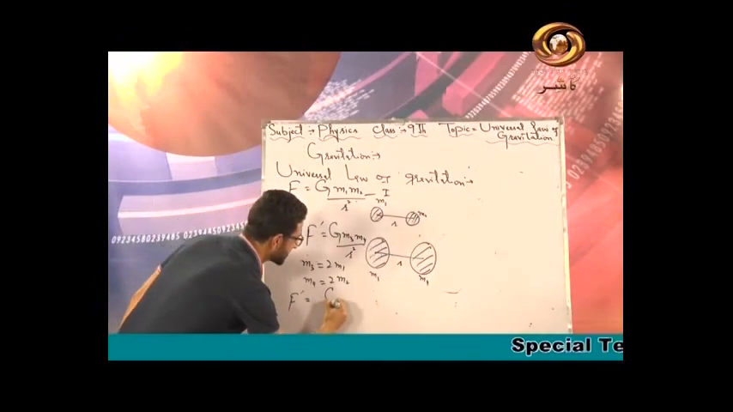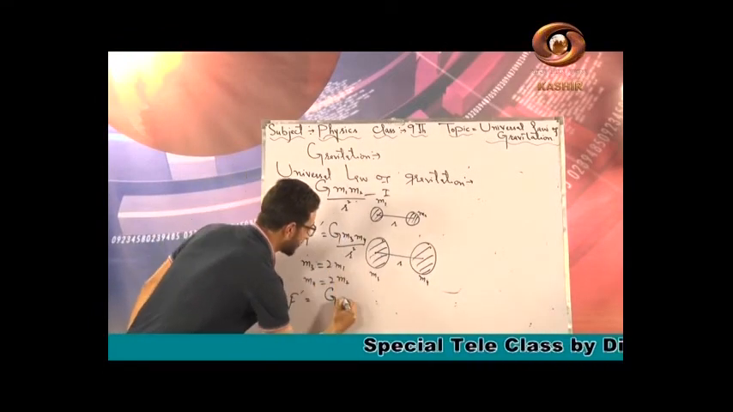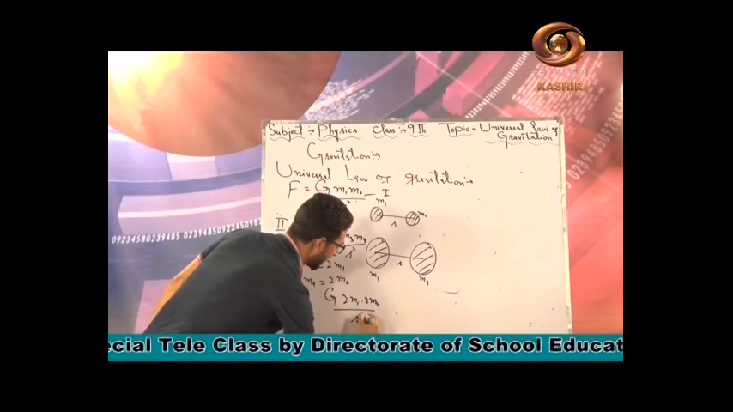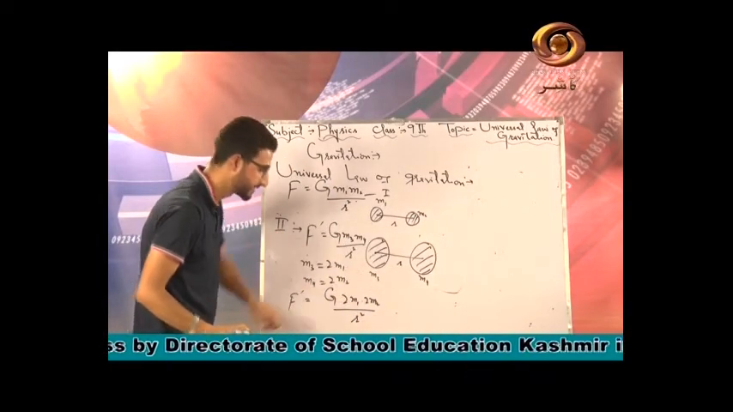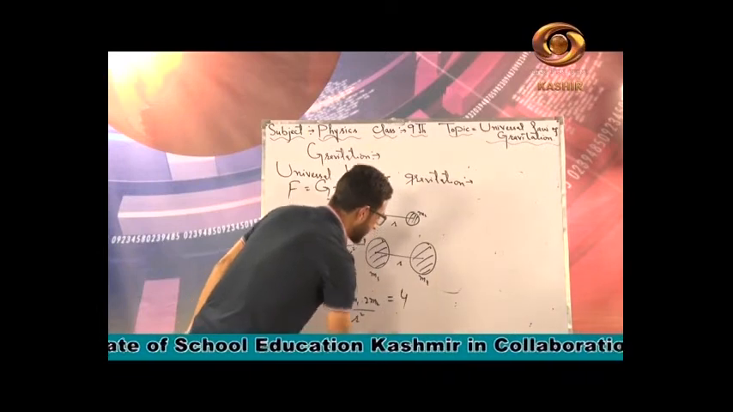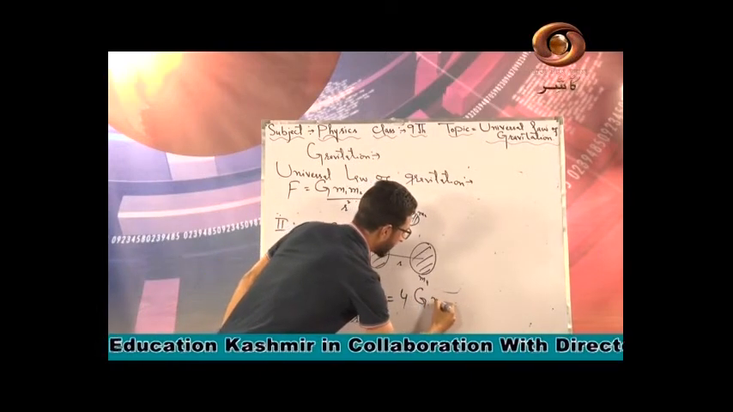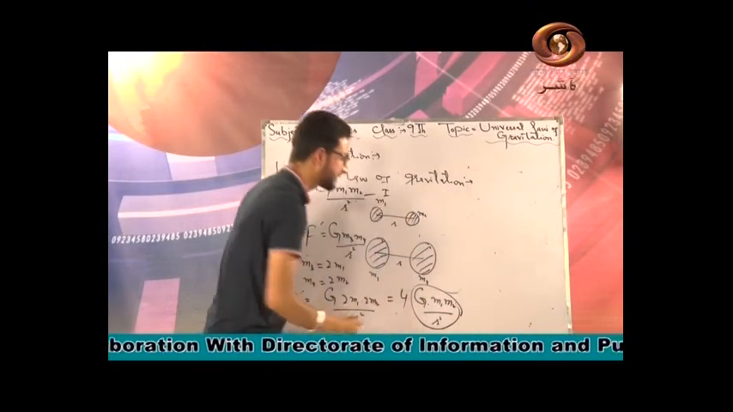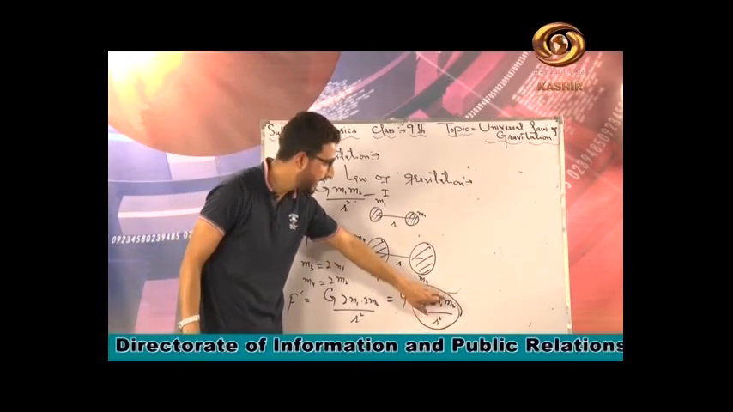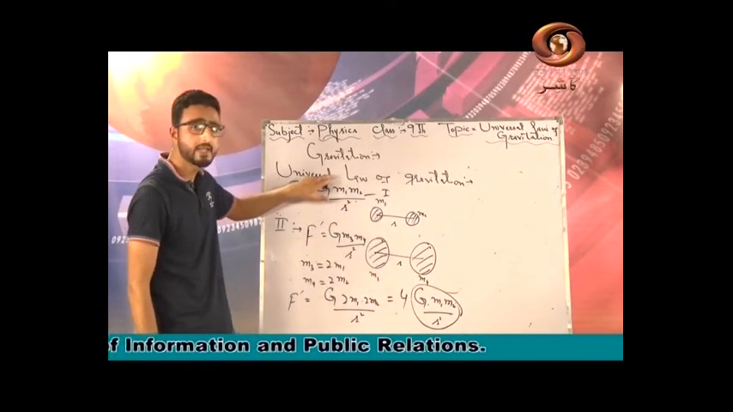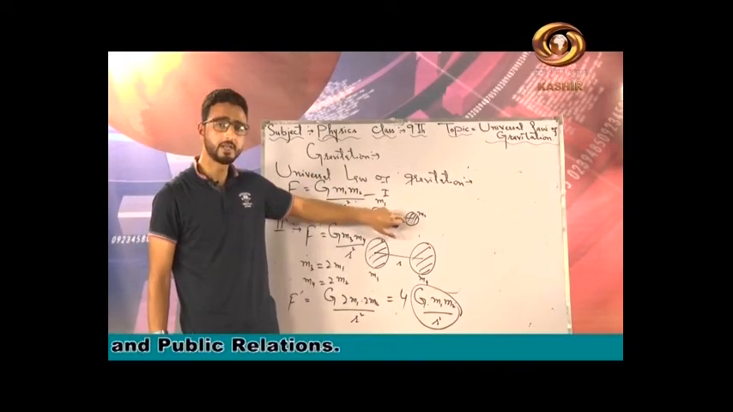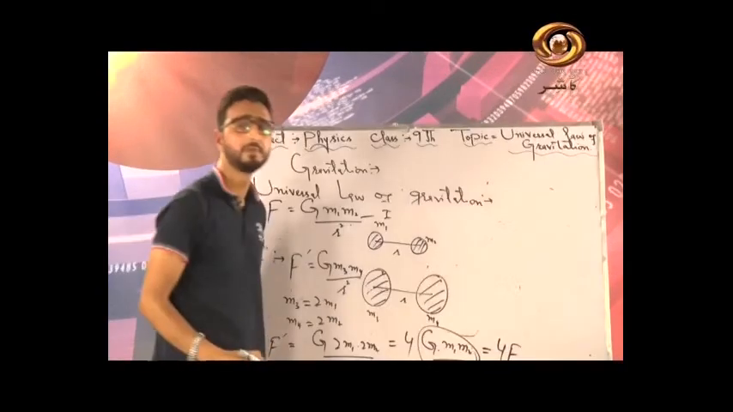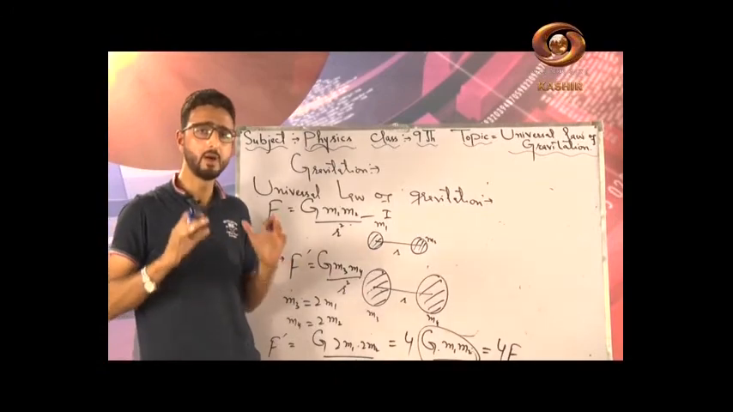So this will be equal to G, and in place of m3 what will I write? 2 into m1, this is 2 into m2, divided by r square. So this is 2 into 2, that is simply 4. Let me write it here. So this is 4 times G m1 m2 divided by r square. Now look at this very expression, G m1 m2 divided by r square. What is it equal to? Force of attraction between the original bodies. So I will write it here. So this F prime is basically equal to 4 times F. So the force of attraction will become 4 times.